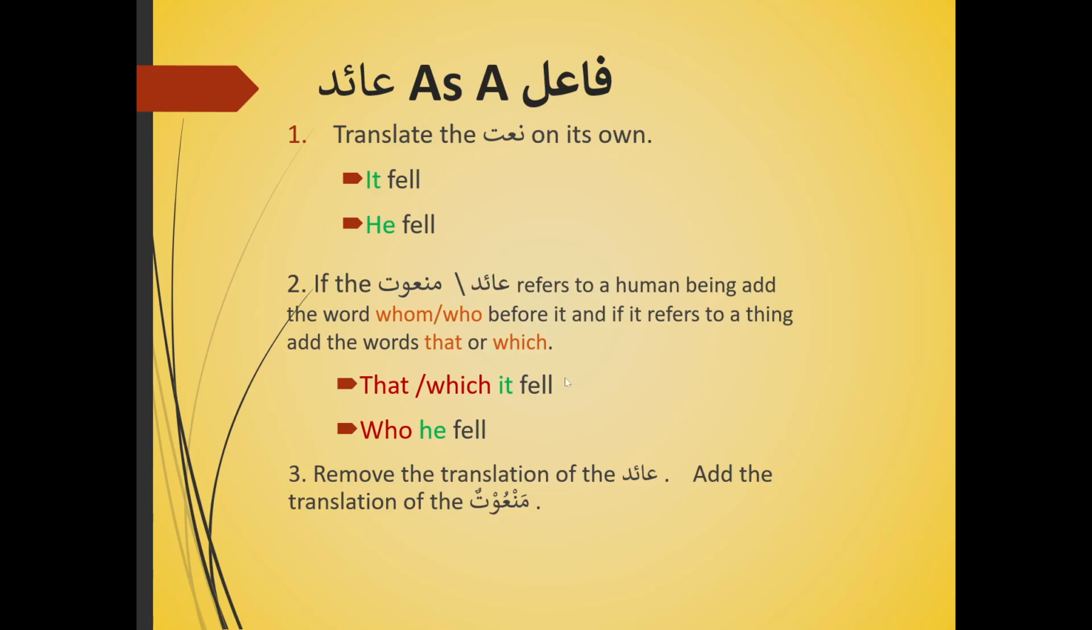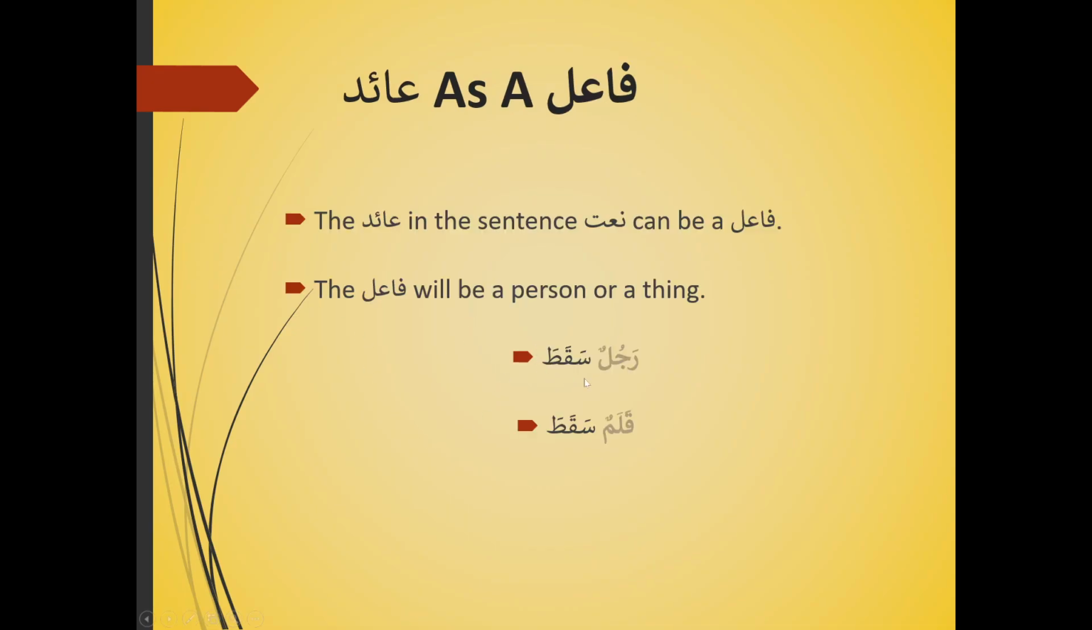And what was the man'ut in the sentence before? We saw that. What was the man'ut that we were describing? Yes, either a man or a pen, right? These are the ones that we were describing. So these are the man'uts.